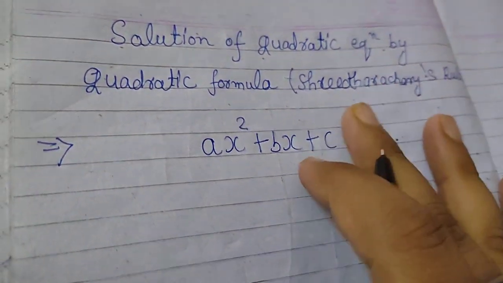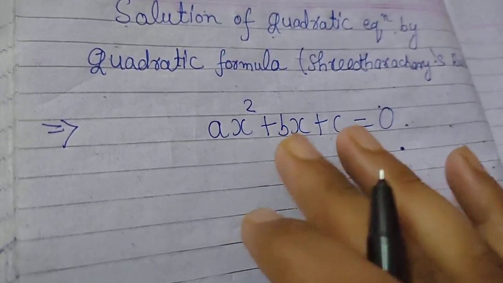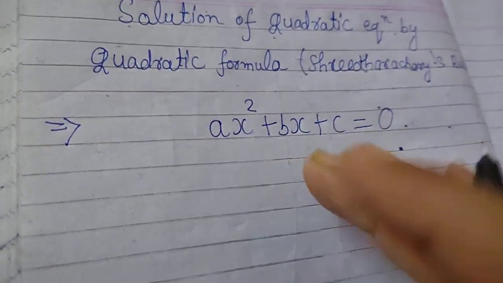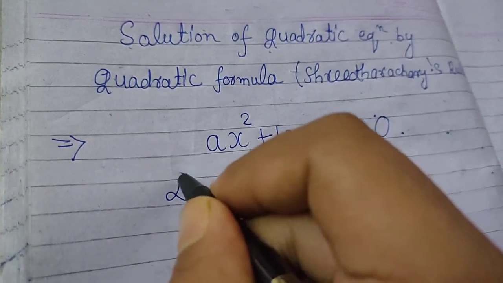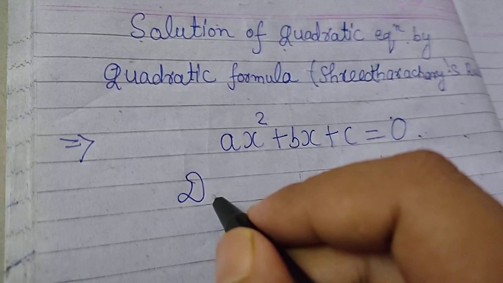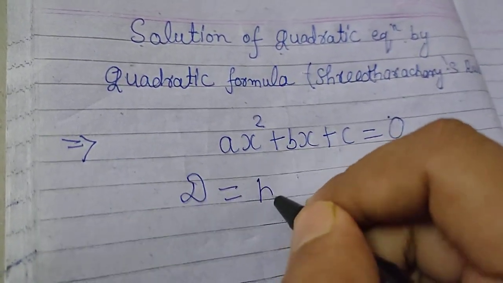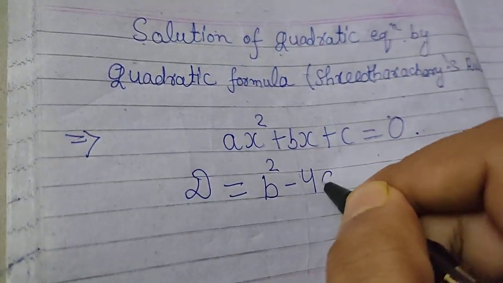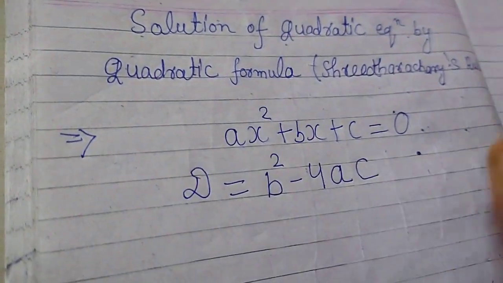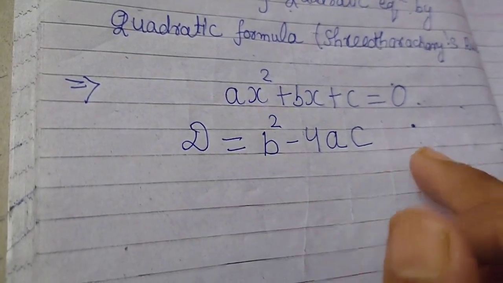Firstly, if you have to find out whether this equation has real roots or not, you have to check the value of D. D is called the discriminant. And what is the value of D? It is b square minus 4 into a into c. The value of discriminant is b square minus 4ac.